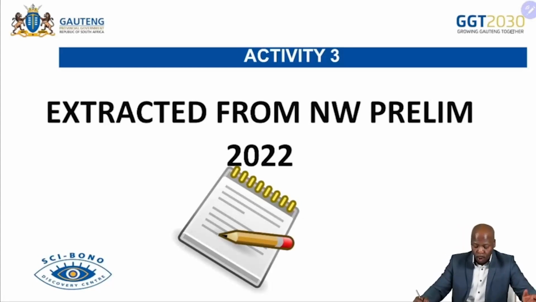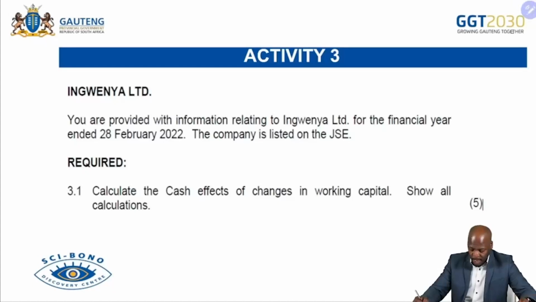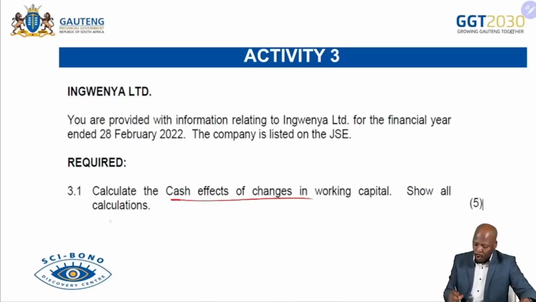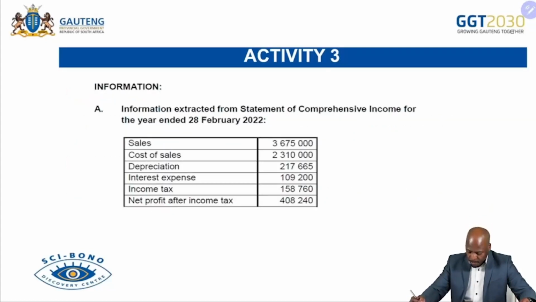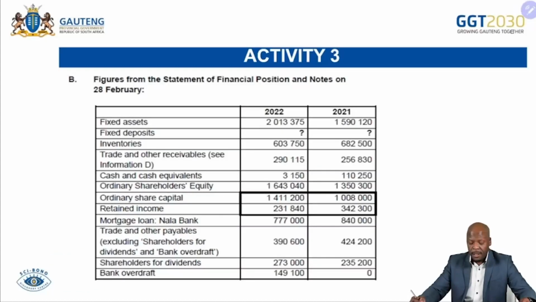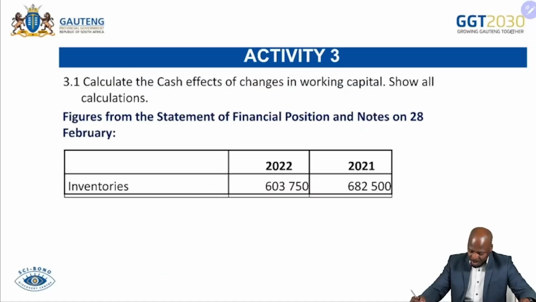All right. So in this particular paper, they gave us a very interesting question. It says, calculate the cash effects of changes in working capital and show all calculations. And this was for 5 marks. All right. And then here is the information that was provided. And then here are the figures from the statement of financial position. And then we are going to start now. Calculate the cash effects of changes in working capital, show all calculations.